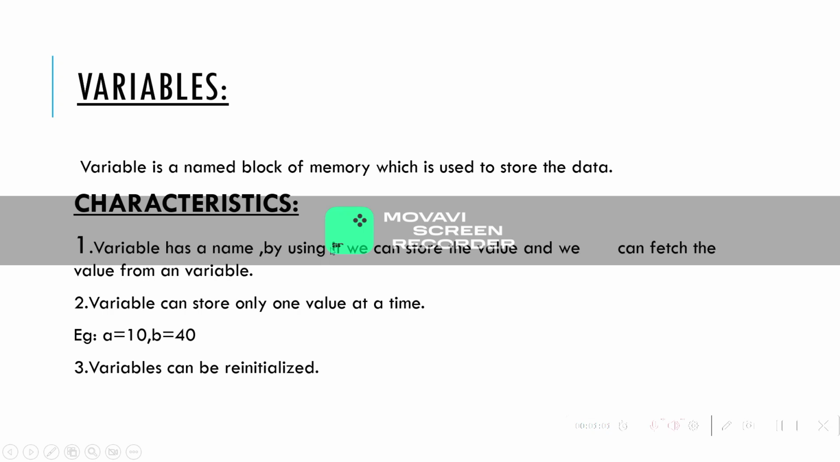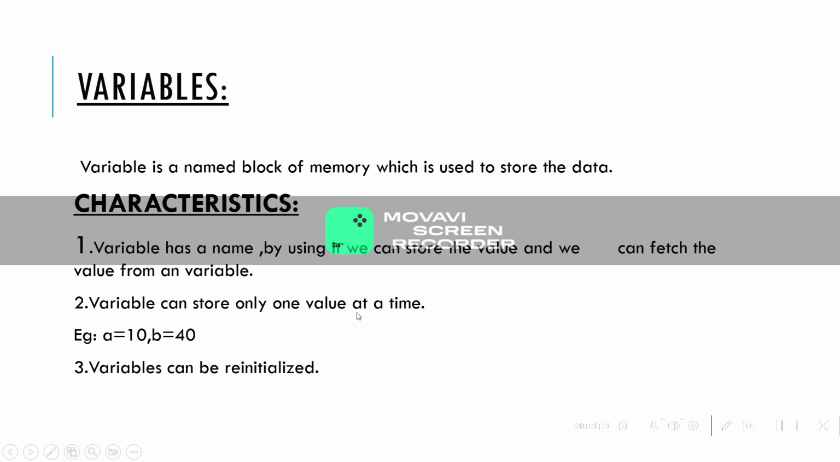Let us see the characteristics of a variable. A variable has a name. By using that name, we can store the value and we can fetch the value from the variable. Fetch means accessing or using. We are using that, which is nothing but fetch. So a variable has a name, and by using it, we can store the value and fetch the value.